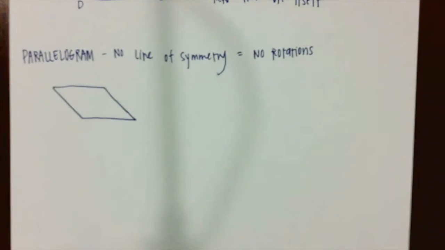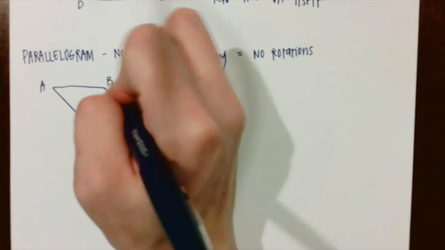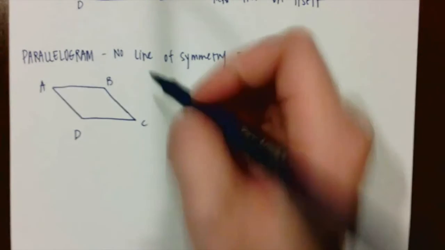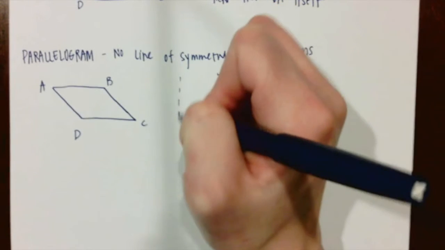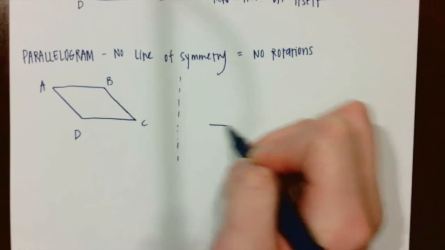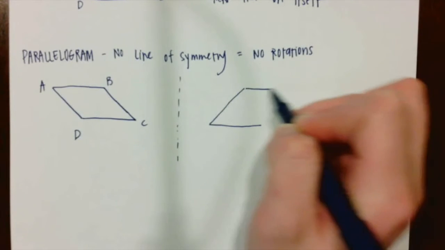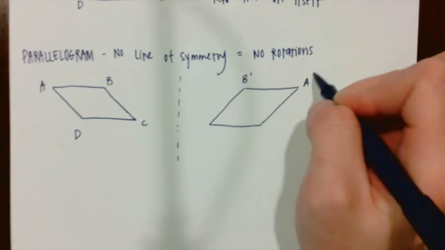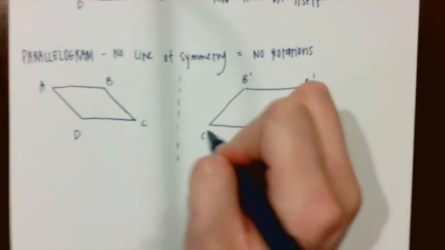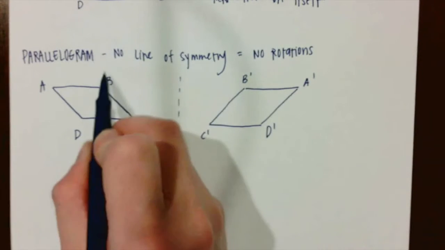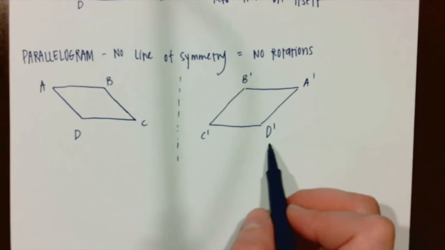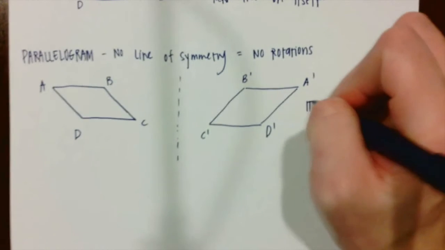So here's my parallelogram, ABCD. And the only thing I can do is flip it horizontally. So let's say we had an imaginary line of symmetry out here. If I were to flip it across that line, it would end up over here. We would have B prime, A prime, D prime, and C prime. C came from here to here, B from here to here, A here to here, and D here to here. So that would be a horizontal flip.